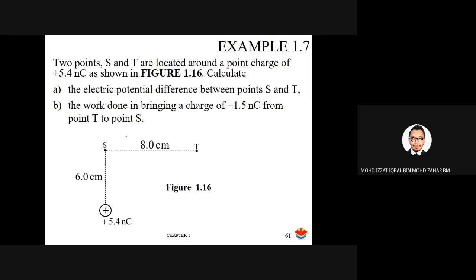Saya nak point out satu benda. Yang soalan A ni, dia kata, okay, ada dua point S dengan T located around a point charge of this. So ada satu charge je, yang S dengan T adalah point, dia bukan charge. Dia adalah dua position, yang dia adalah charge. Calculate the electric potential difference between S dengan T. So soalan satu ni, they want you to calculate delta V. When the question want you to calculate delta V, kamu boleh buat S minus T ataupun T minus S, dia tak kisah.